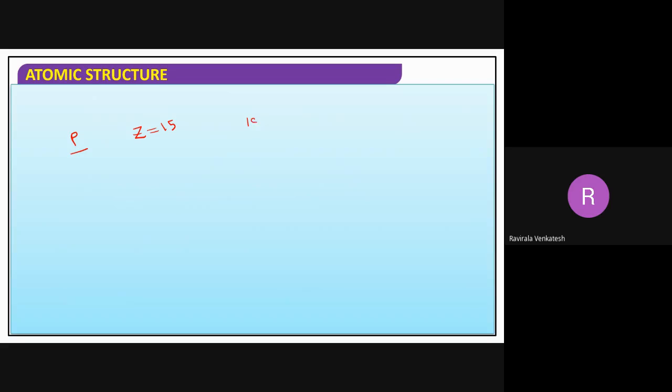First the 1s orbital, then the 2s orbital, then the 2p orbital, then the 3s orbital, then the 3p orbital. In this way, we need to fill. In the 1s orbital, we can put how many electrons? 2 electrons. Similarly, in the 2s orbital, we can put only 2 electrons. But in the p orbital, we can put a maximum of 6 electrons. Again, in the 3s orbital, we can put 2 electrons. In the p orbital, we can put a maximum of 6 electrons.